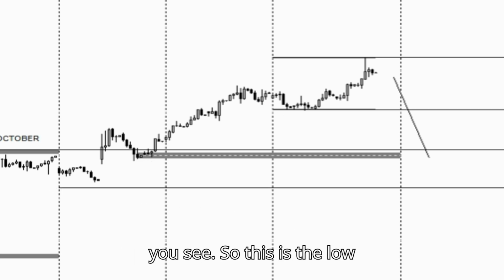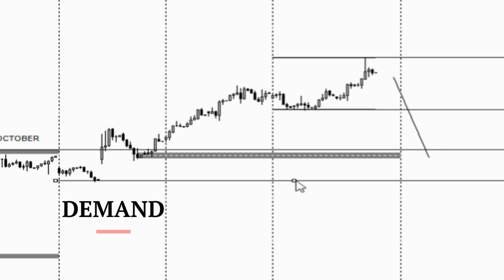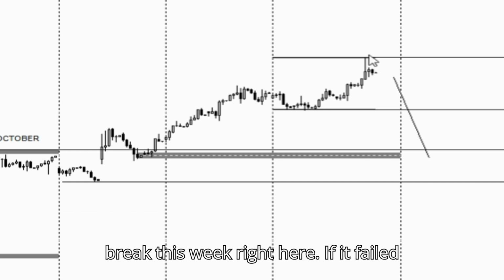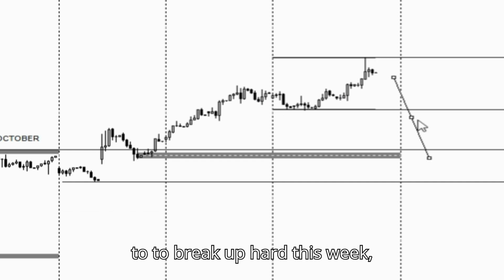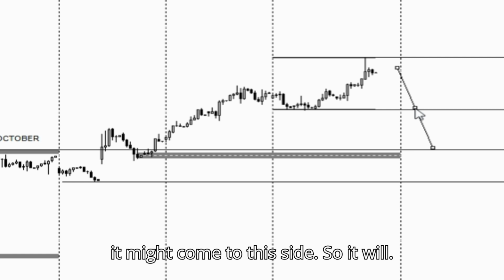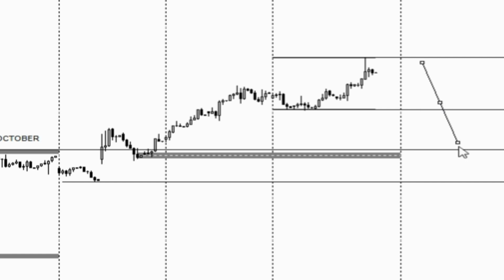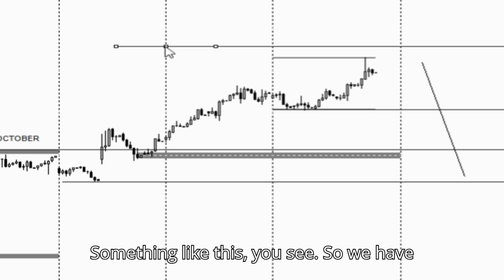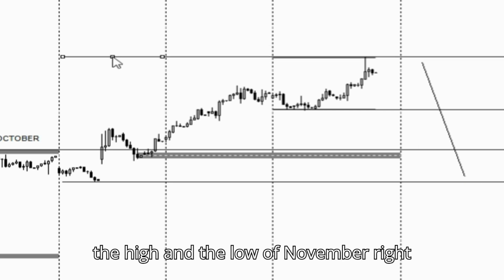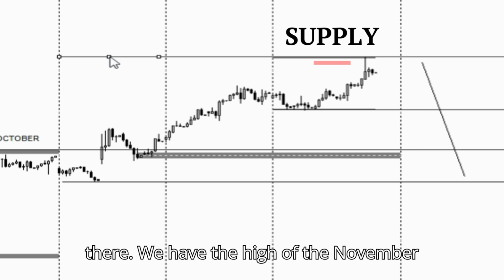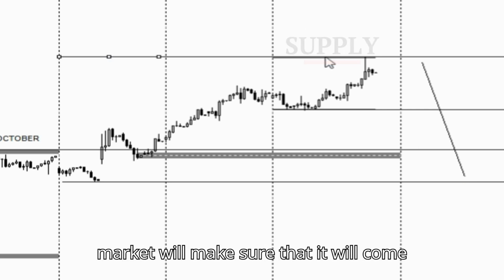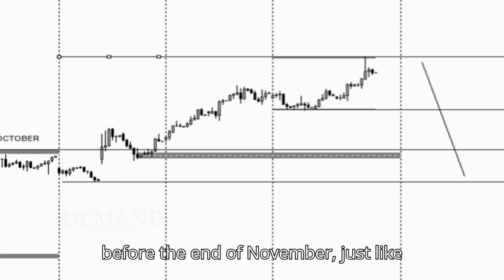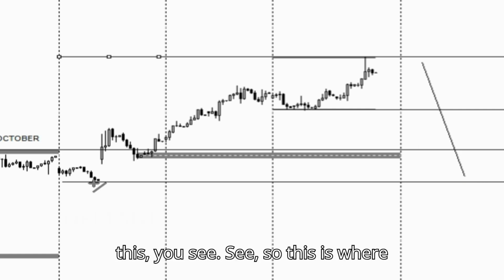You see, so this is the low, and there comes the high. If it fails to break this week right here, if it fails to break above this week, it might come to this side. So it will make something like this. You see, we have the high and the low of November right there. The market will make sure that it comes right here on this force before the end of November, just like this. You see.